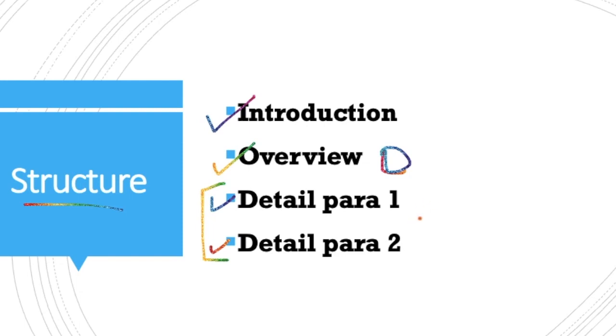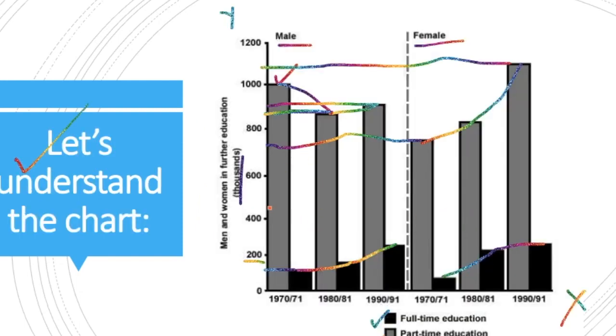So if we take a look at detail para 1, you can say in regard to the part-time education, male enrollment started in 1970 at 1 million and it dipped to 850,000 in the year 1980. And then it made a slight recovery to 900,000 in the year 1990. So you have talked about part-time education. It is a dip and then it is a slight recovery also.